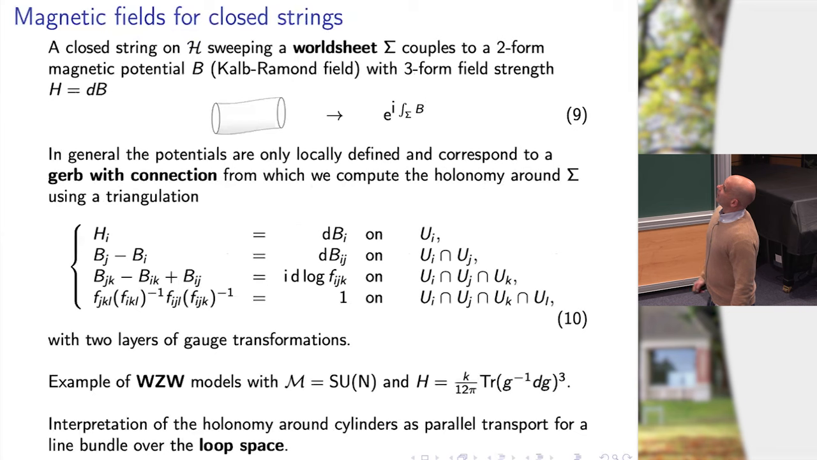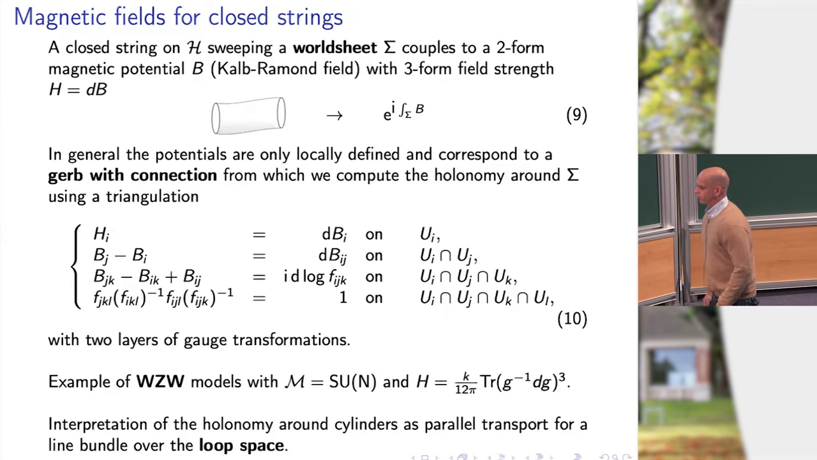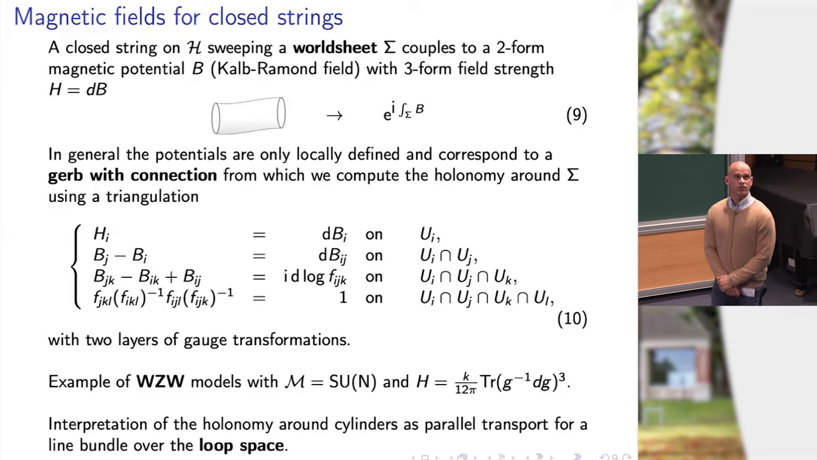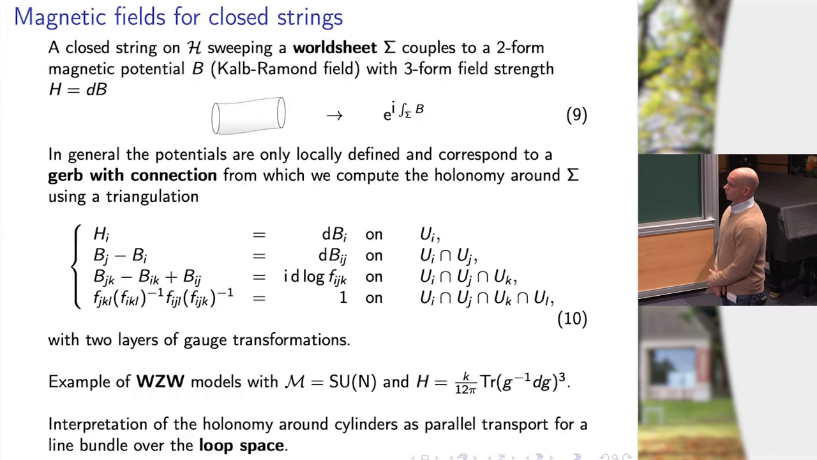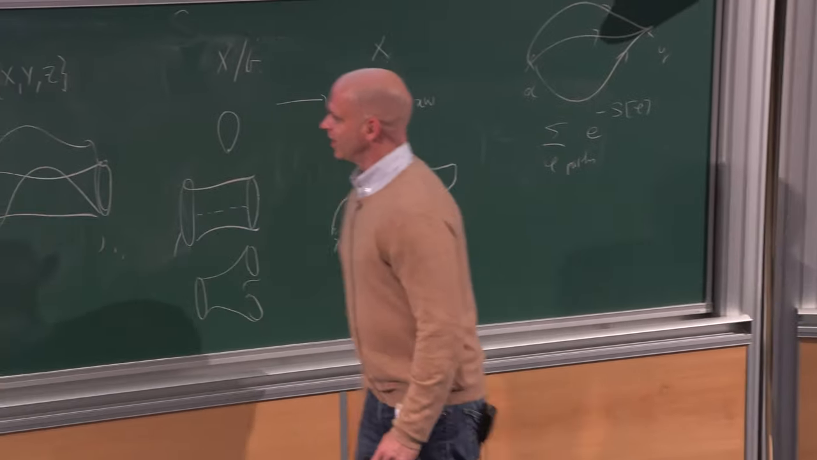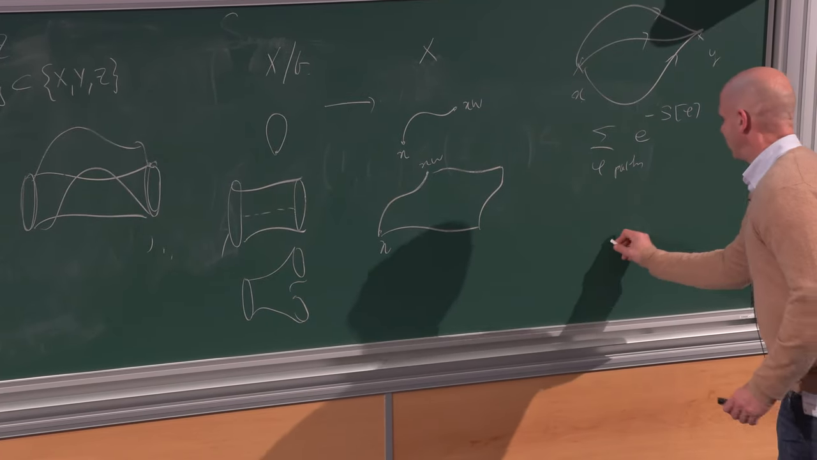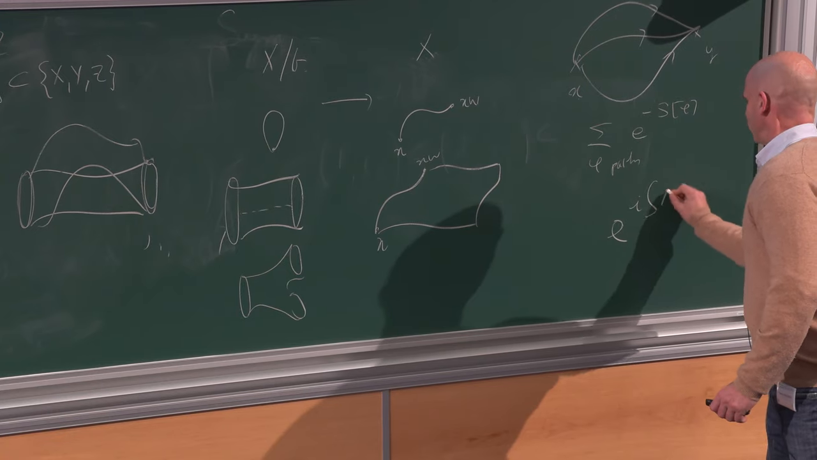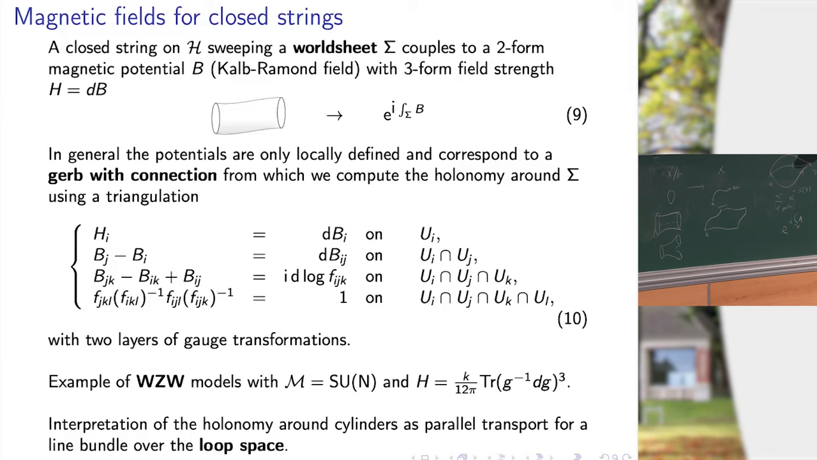Now, the interesting point for me is to try to generalize that to strings. So, in the case of a string, instead of going along a path, you go along a surface. So here, if the bundle was trivial, then the amplitude would just be the integral of the exponential of i times the line integral of the one form along this. In the case of a string, we take a two form. So we have here a two form B, which is supposed to be a potential.